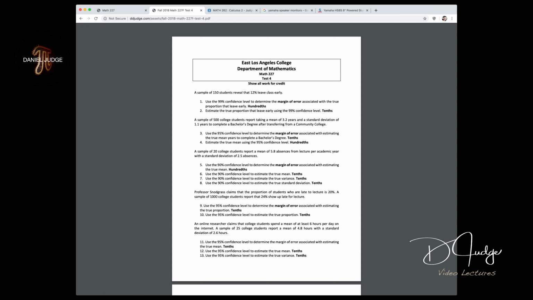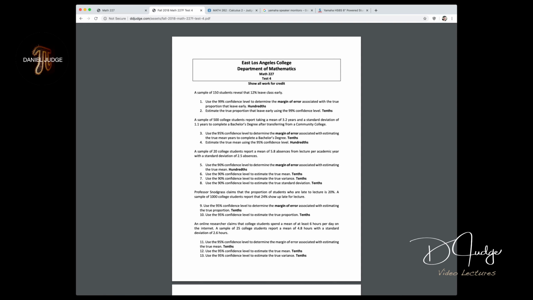Oh my God, look at that. Show all work for credit. A sample of 150 students revealed 12% leave class early. All right, use a 99% confidence level to determine the margin of error associated with the true proportion. So this first question, the first 2 is about estimating P.